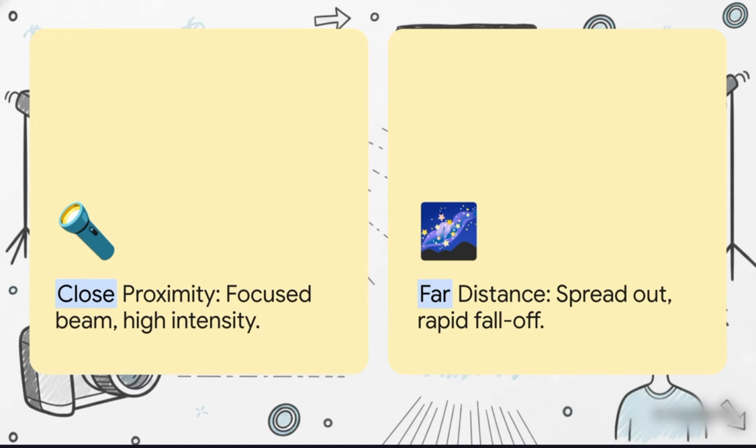And this brilliantly illustrates the contrast. When you have your light source in close proximity to your subject, you get a focused beam with incredibly high intensity. The light just hasn't had the time or the distance to scatter yet. Versus when you place that light at a far distance, by the time the light reaches your subject from all the way across the room, it is spread out significantly, resulting in a rapid fall-off in that intensity. You are fundamentally changing the very nature of the light simply by deciding how far it has to travel.